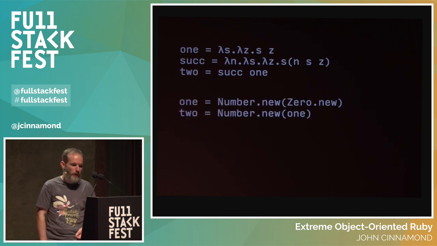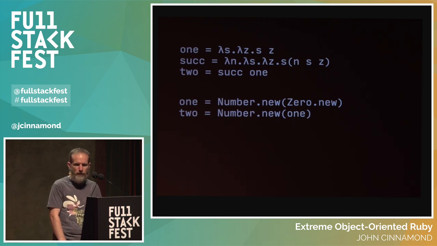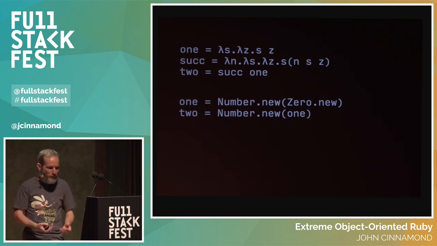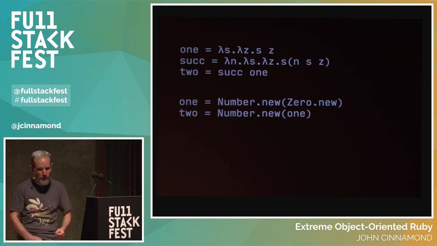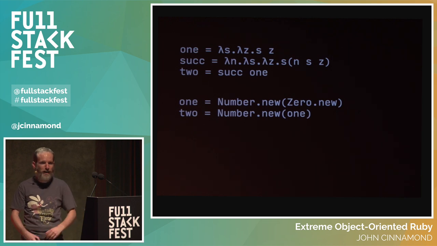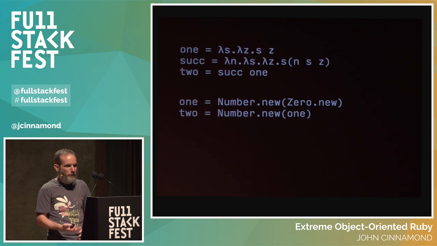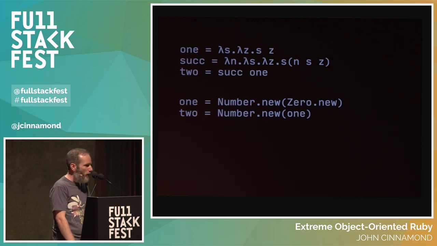We got the same thing in Ruby. We can say, look, 1 is just the number that comes after 0, and 2 is just the number that comes after 1. And we get to feel very smug about this, because this is much more expressive. This is a Ruby conference, not a lambda calculus conference, so we get to be the guys with a great language.